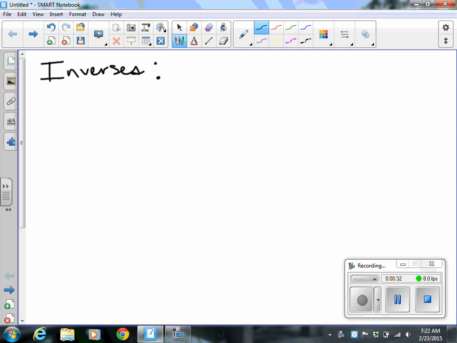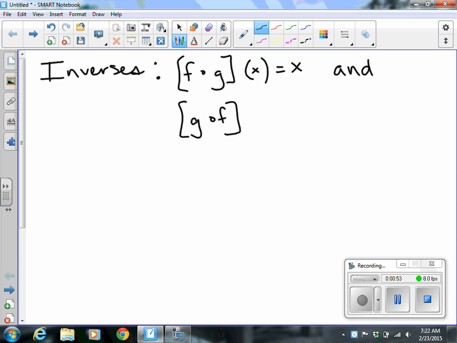Our inverses can be found based on our compositions, like I said before. So if I have the composition of f and g of x, and that equals x, and if we switch it around, it also equals x, if that is true, then the two functions are inverses of each other.